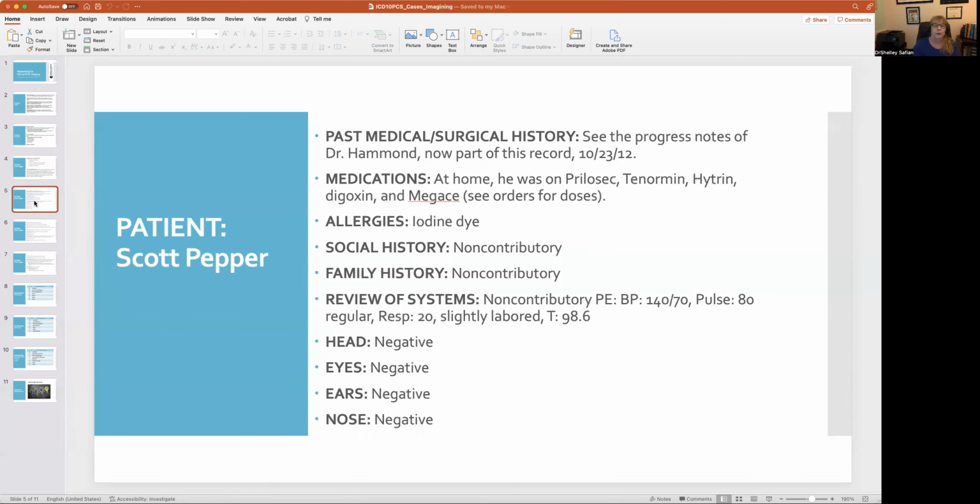Okay. All right. Past medical surgical history: see progress notes of Dr. Hammond, now part of this record, October 23rd, 2012. Medications at home, he was on Prilosec. It's for the, okay. Tenormin, Hytrin, Digoxin, and Megace. He's allergic to iodine dye. Important to know in the imaging department.